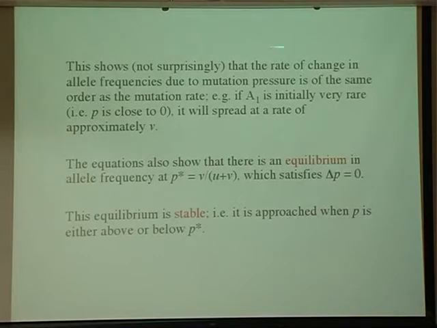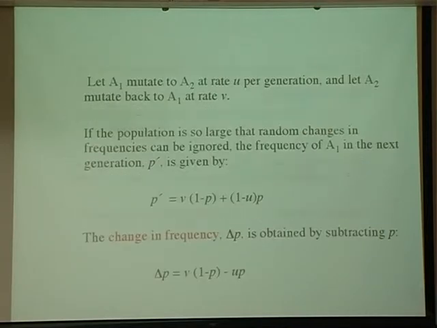So it shows, not very surprisingly, that the rate of change of allele frequencies is of the same order as the mutation rate. So in fact, if A1 is initially very rare in the population, so P is close to 0, if you look at that equation, you can see that A1 will start to spread at a rate of approximately v. That also shows there's an equilibrium. You can come to a situation, go back to the slide, where delta P is 0 because v times 1 minus P is equal to uP. So there's no change in allele frequency. That's an equilibrium. Nothing's happening. That's what we mean by an equilibrium.